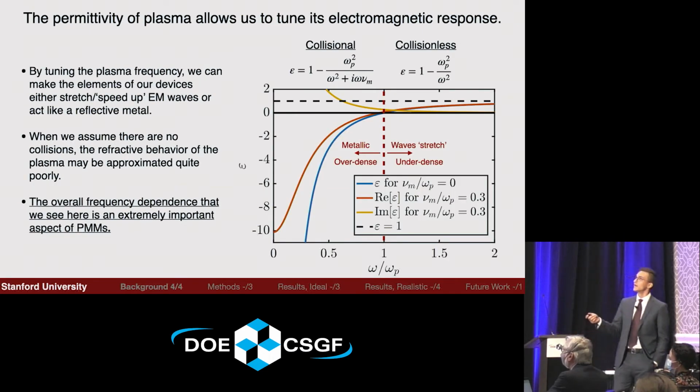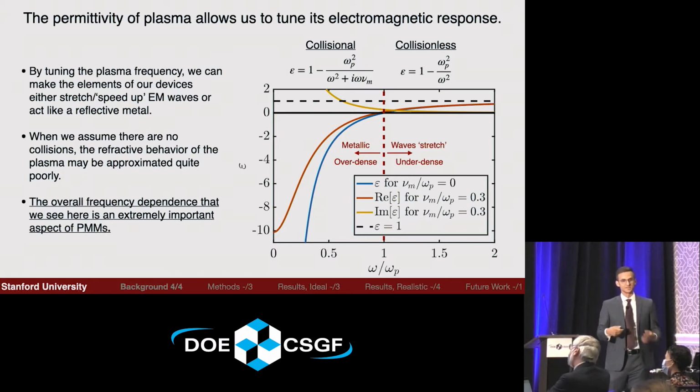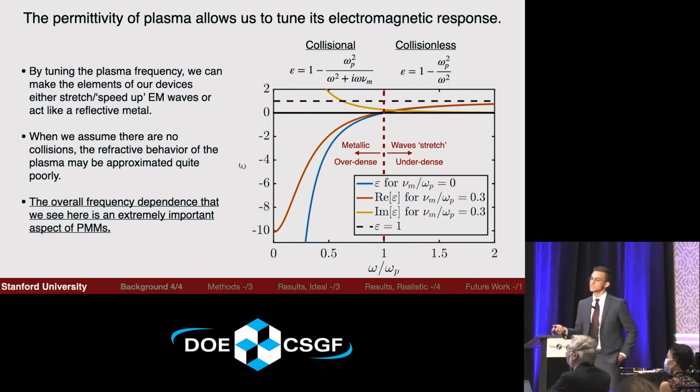The permittivity of plasma allows us to tune its electromagnetic response. The permittivity of plasma is up on the top right here. If you have collisions or loss in your model, it's here, and if you're collisionless, it's the one on the right. But it depends on this thing called the plasma frequency, omega p. This is a function of the plasma density, which you can change by supplying more power to the plasma. If it's a laser-generated plasma, you turn up your laser power. Or if it's a discharge like what we have in our devices, you just supply more current to the discharge. By tuning the plasma frequency, we can make the elements of our devices either stretch or speed up EM waves or act like a reflective metal.